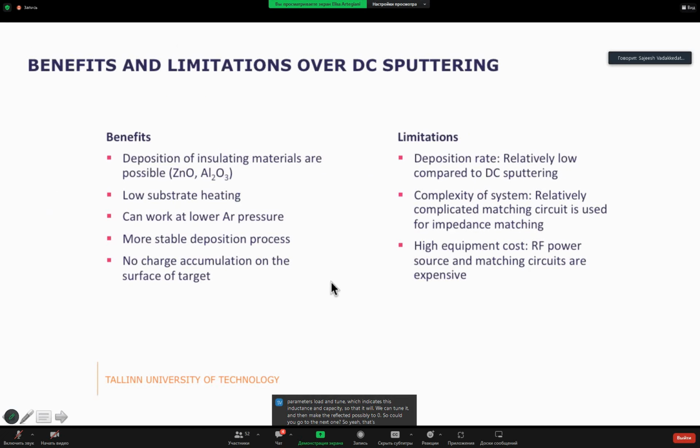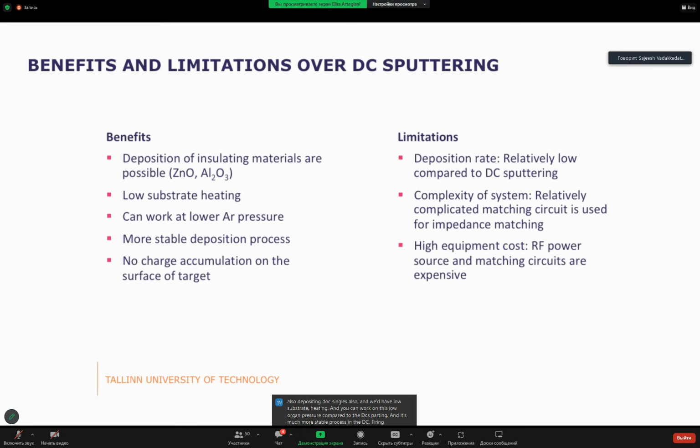So yeah, as everything has good and bad, we have the benefits and limitations of RF sputtering. The good thing is obviously the deposition of insulating materials. You can easily deposit insulating materials with this method, which would be very difficult in DC sputtering. Personally, I was depositing zinc oxide and aluminum oxide, and also doped zinc oxides. It has low substrate heating, and you can work at low argon pressure compared to DC sputtering. And it's a much more stable process than DC sputtering.